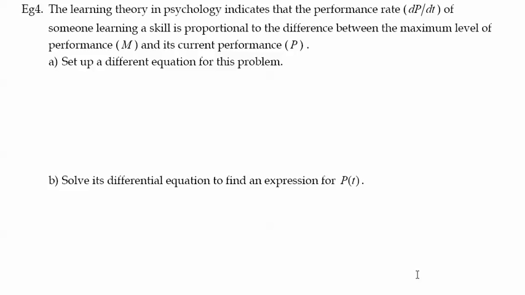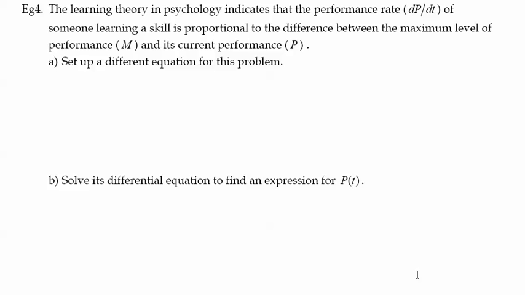Another example. The learning theory in psychology indicates that the performance rate of someone learning a skill is proportional to the difference between the maximum level of performance and its current performance. So what happens is, if you are starting to learn something new, you probably will learn it very fast. But as you already attain a certain amount of skills, it is going to slow down your performance rate at the end.